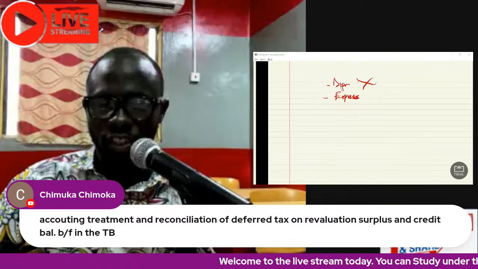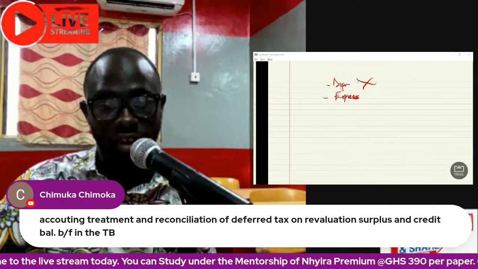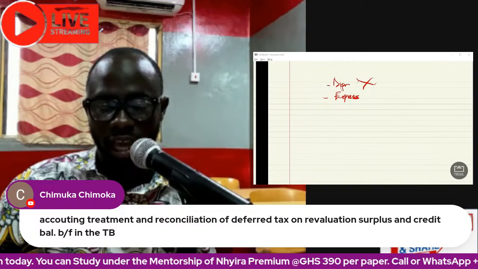Chimoka said, accounting treatment and reconciliation of deferred tax on revaluation surplus and credit balance in the trial balance. Okay, we're going to be looking at that in a moment.